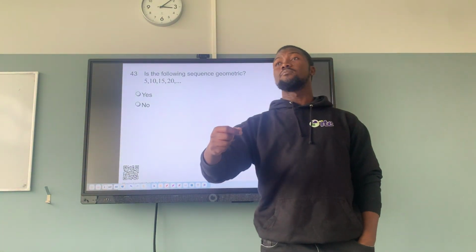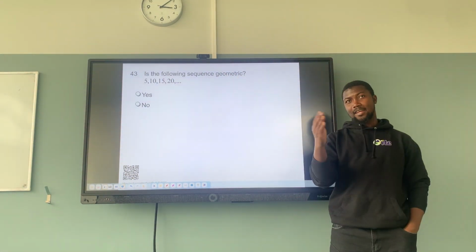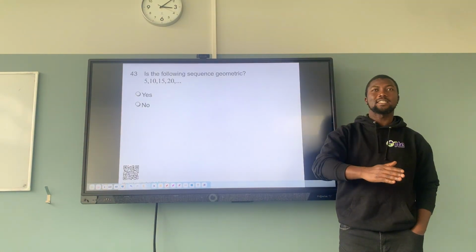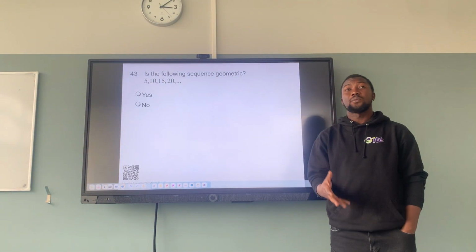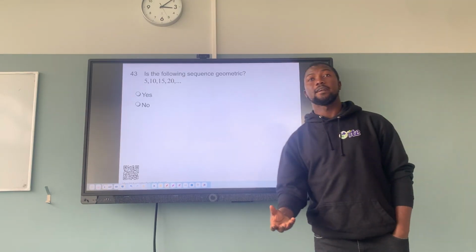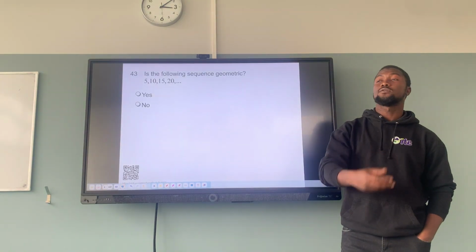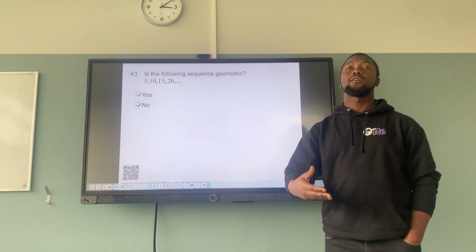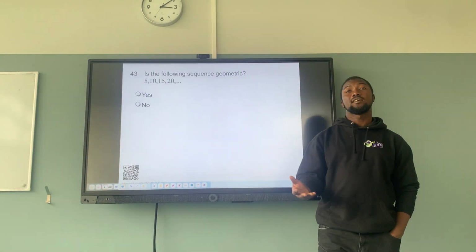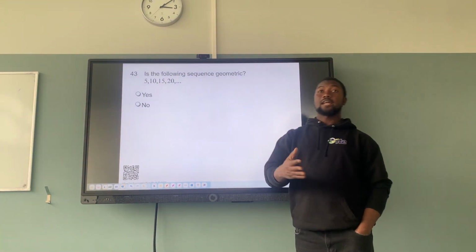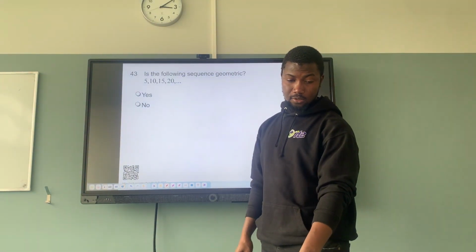A sequence cannot be arithmetic and at the same time geometric. It can either be arithmetic or geometric or none of the two, because you have other sequences that are not arithmetic and at the same time are not geometric. So we have more sequences to investigate. Maybe when you study further mathematics in your later years or when you go to university, you can look into those. But right now our concentration is on arithmetic progression and geometric progression.